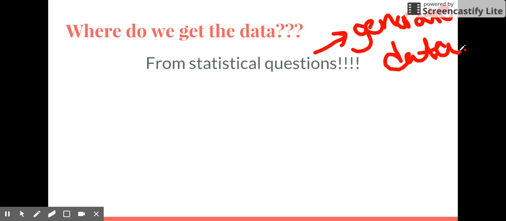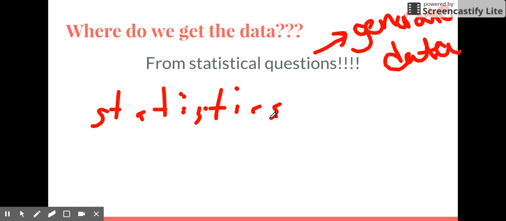Statistics are things like measures of variability. So we have statistics, which is close to that word statistical. And basically, those are just measures of variability.